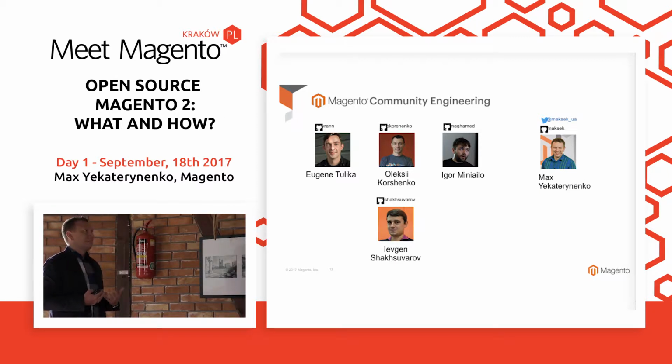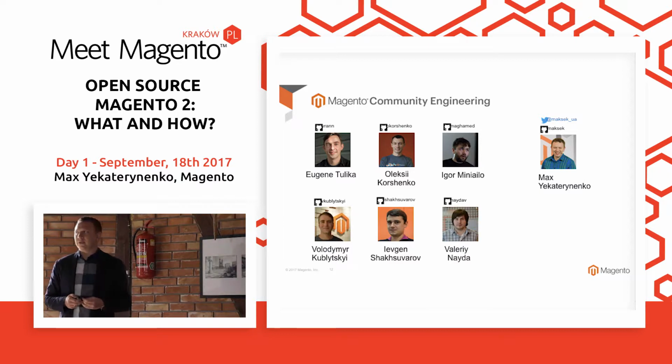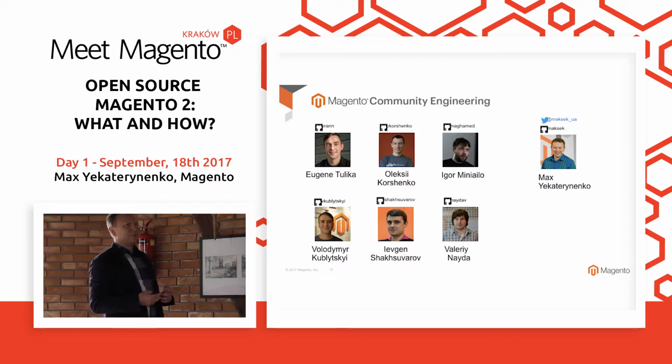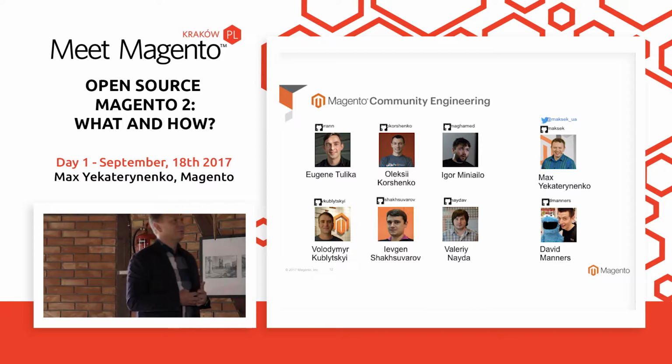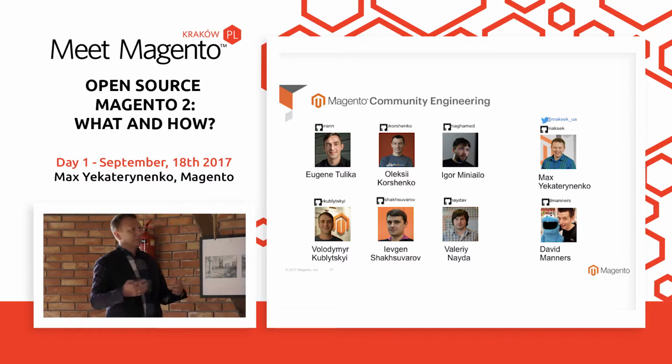But we soon realized in a couple of months we needed more people, because the volume of pull requests, feedback, and issues is so big we cannot handle it with only four of us. So we added two more guys to our team, Vladimir and Valery, and started working on different projects. Most recently it was announced that starting the first of October we're going to have an eighth member of our team, David Manners. He's going to join community engineering, work with us to process and engage the community, and start driving this.